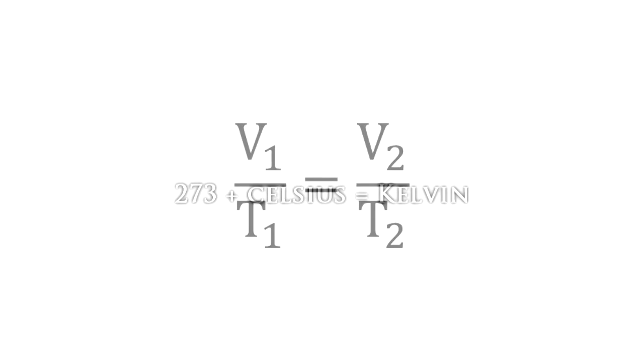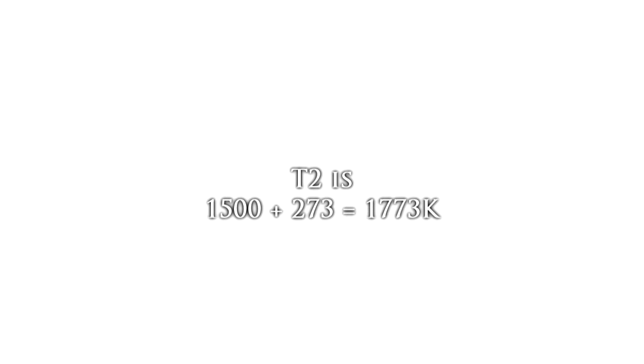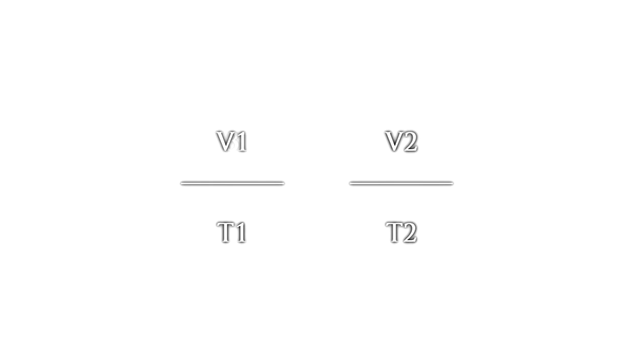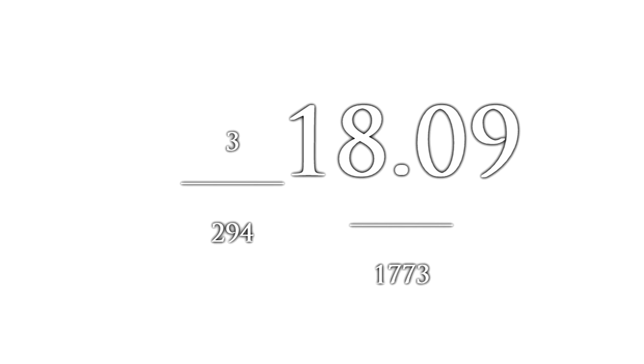How this works is 273 plus Celsius. So T1 is 21 plus 273 equals 294 Kelvin. And T2 is 1500 plus 273 equals 1773 Kelvin. Now we can plug this in. V1 is 3 milliliters, T1 is 294 and T2 is 1773. And V2 is our variable. Cross multiply and boom! Our new volume is 18.09 milliliters.